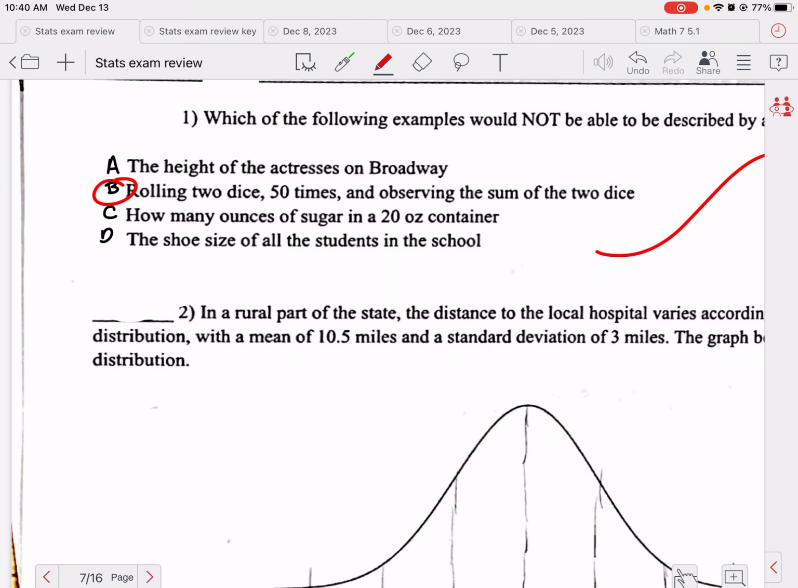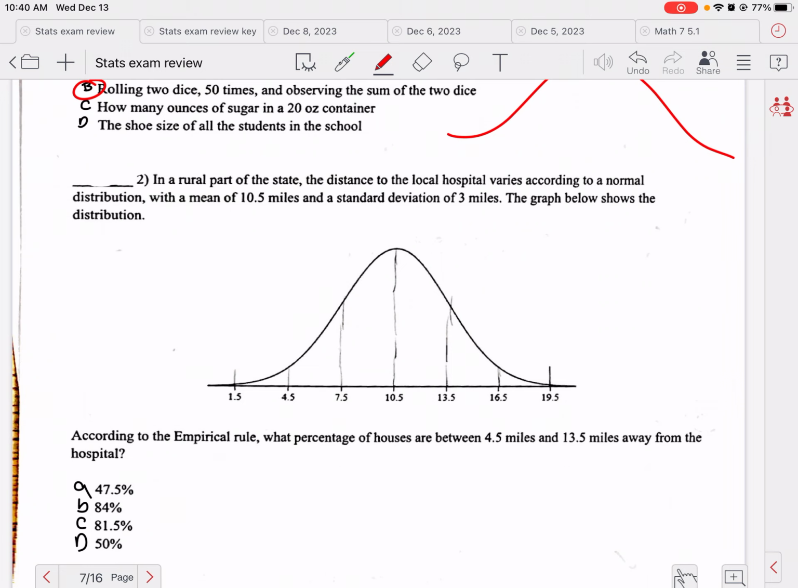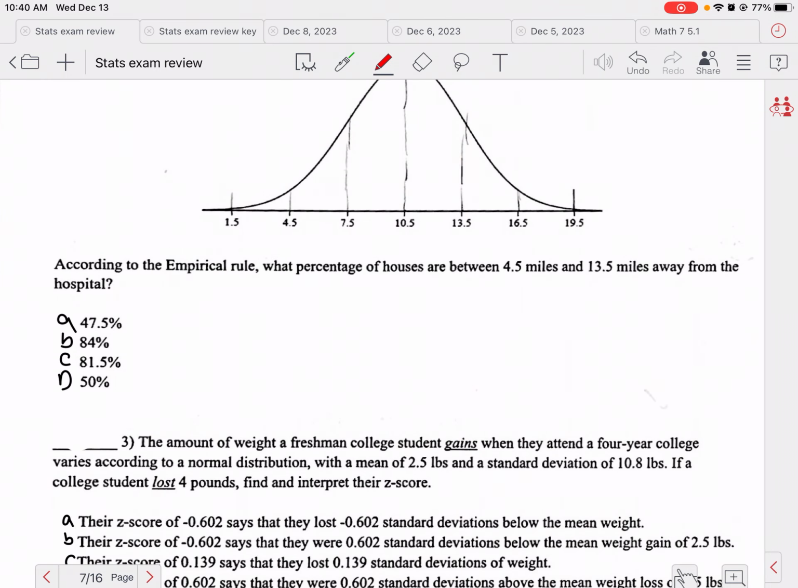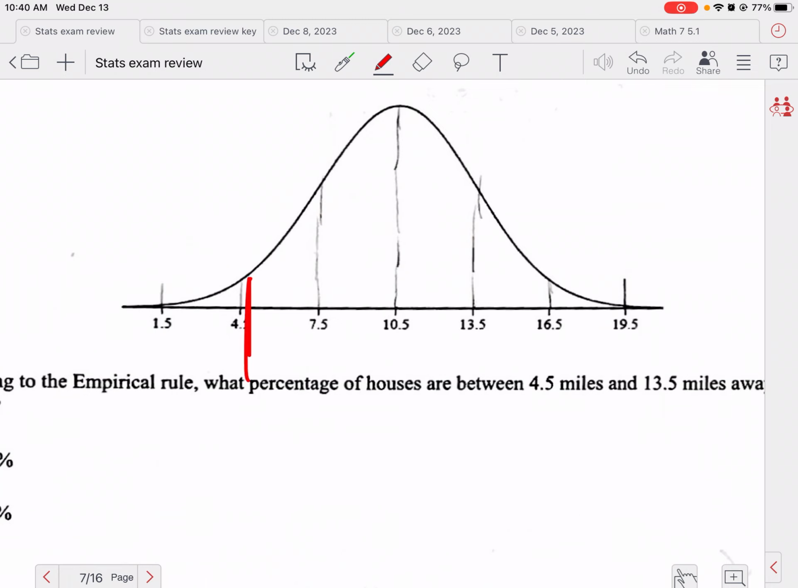All right, in the rural part of the state, the distance to the local hospital, I'm sorry, I was looking for something, varies according to a normal distribution with a mean of 10.5 miles and a standard deviation of 3. The graph below shows this distribution. Sweet. According to the empirical rule, what percentage of houses are between 4.5 and 13.5 miles away?